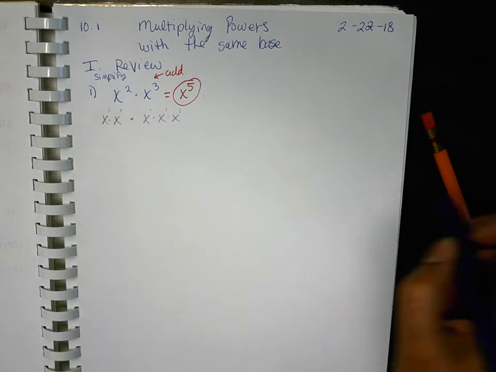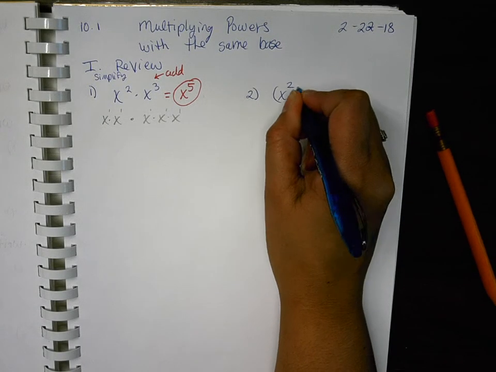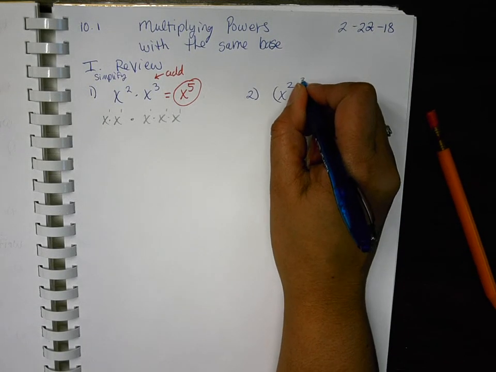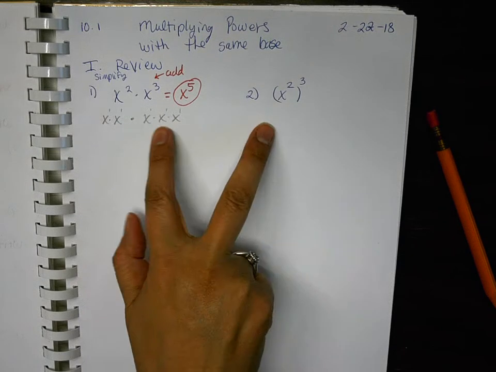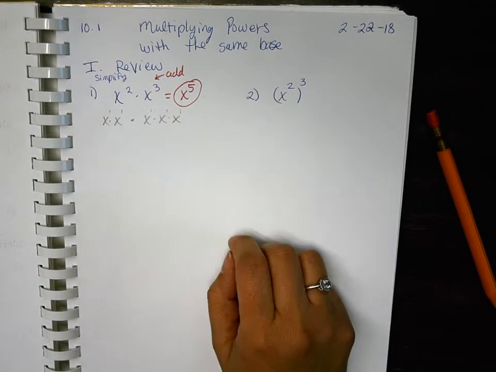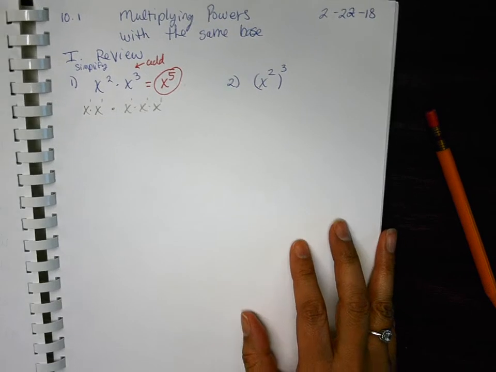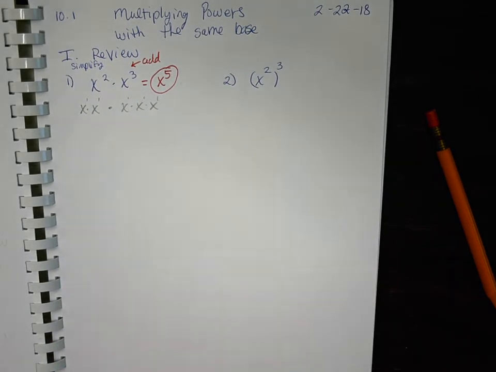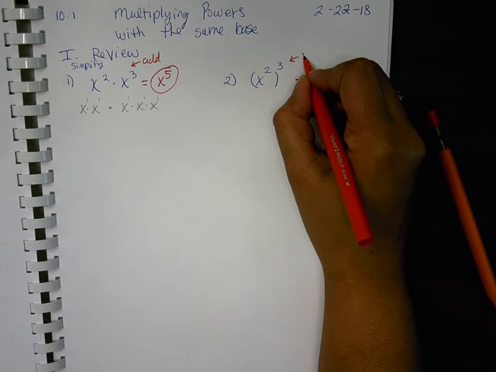All right, number 2. X squared raised to the third power. A power to a power. We're going to review everything today, and then we're going to break them up day by day. This is what we're doing today. These two, actually, because there's 2 lessons today. All right, number 2, x squared to the third. Who remembers what to do with a power to a power? Add or multiply? Multiply. You multiply.